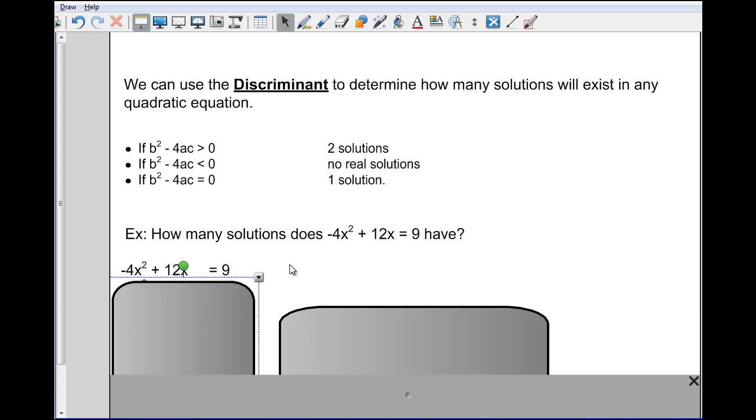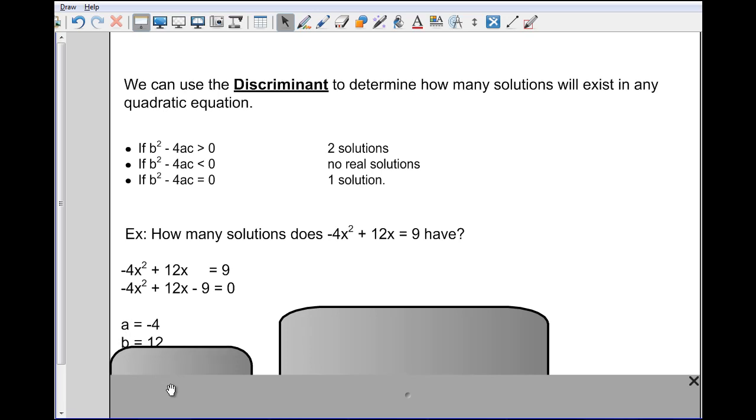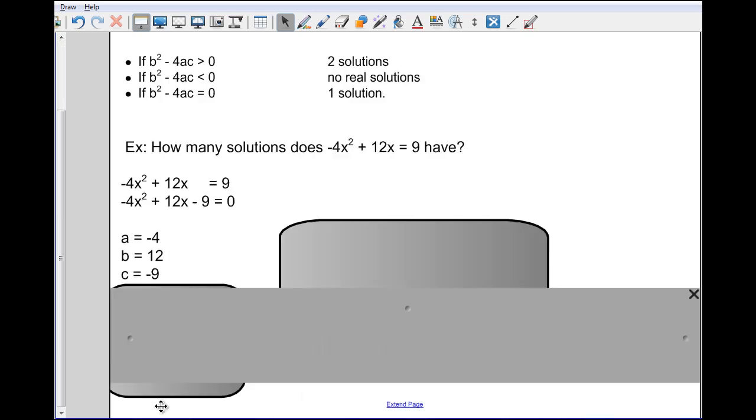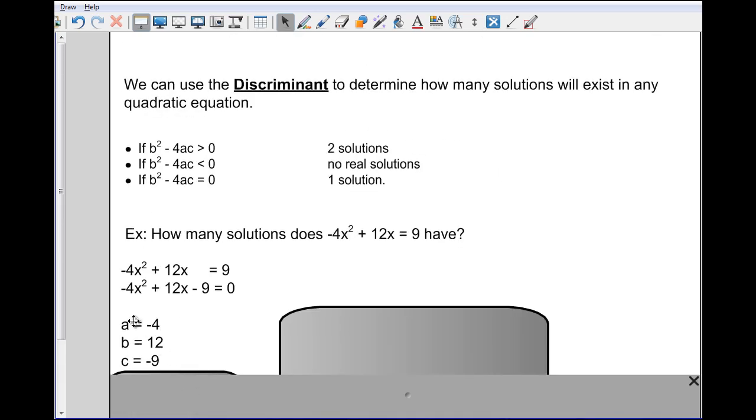First off, have a look at the equation: minus 4x squared plus 12x equals 9. They're just trying to fool you here. You want to get this into the form ax squared plus bx plus c. So just rewrite that. Send the 9 over, and you get minus 4x squared plus 12x minus 9. Right away, you should be able to pick off your values: a is minus 4, b is 12, and c is minus 9.